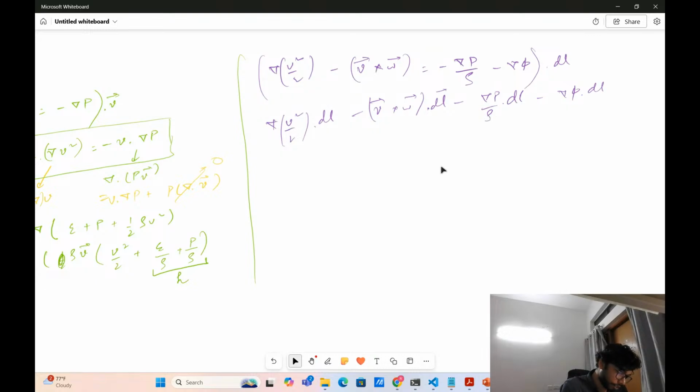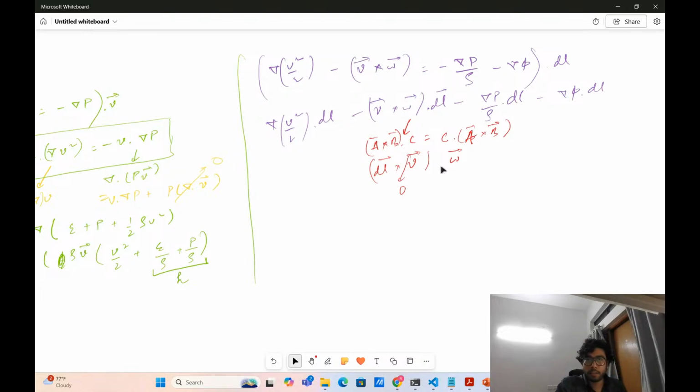Now let's look at this term v cross omega dot dL. There is an identity which states that a cross b dot c equals c dot a cross b. So if we use this, it will reduce down to dL cross v dot omega. Now what do we know for a streamline? For streamlines, dL cross v is 0, right?